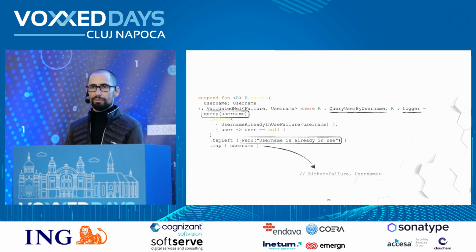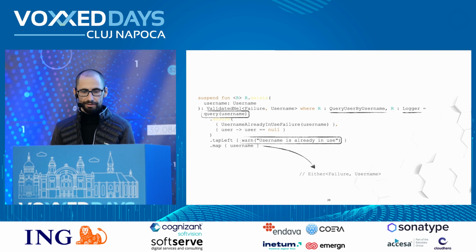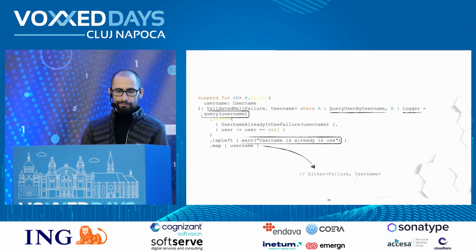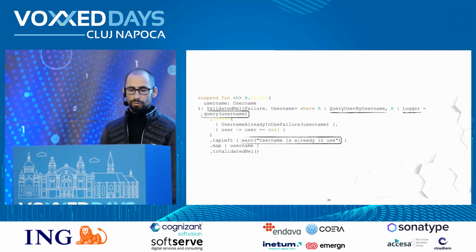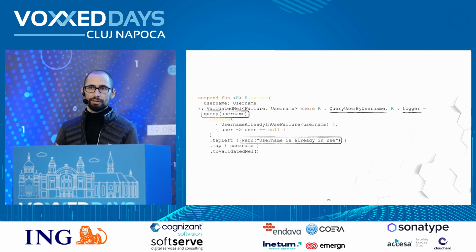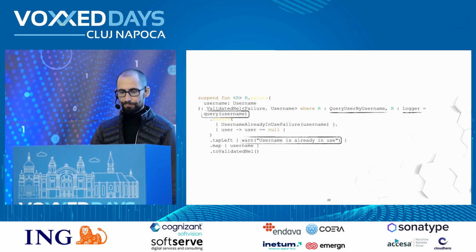However, if you remember, our query function was returning an either, but we need a validated. The good news is that we can switch very easily between these types by using Arrow, and Arrow has an extension function called toValidatedNel, which we can apply to an either and get back a validated non-empty list.